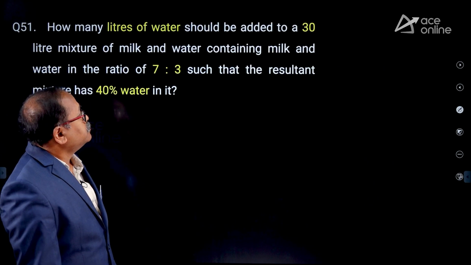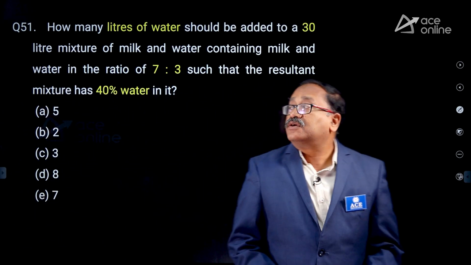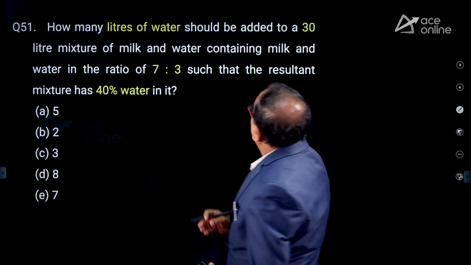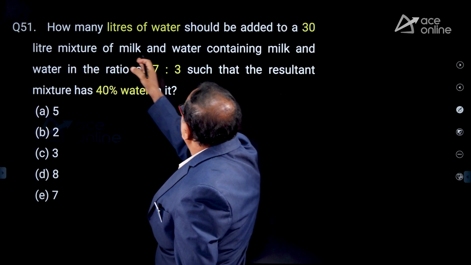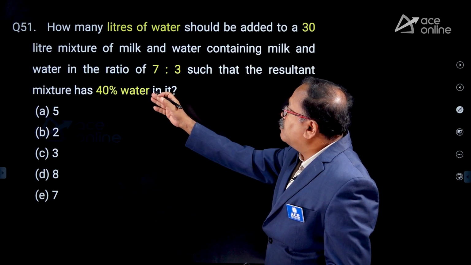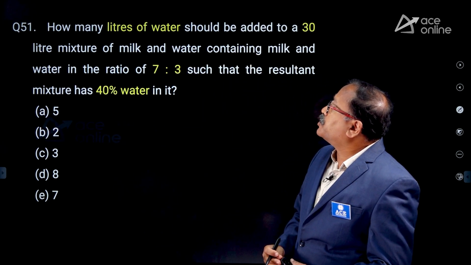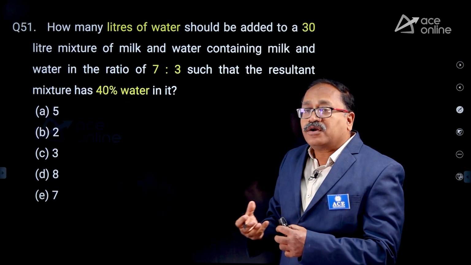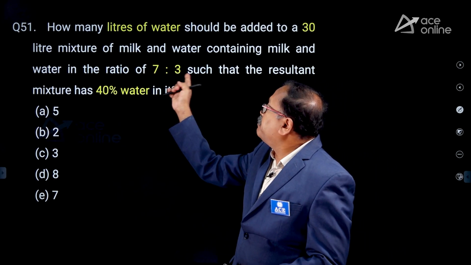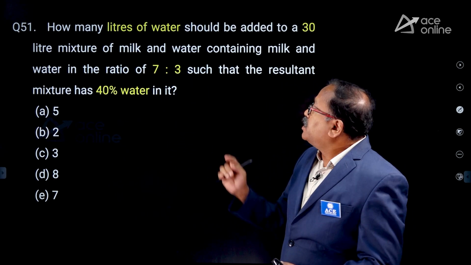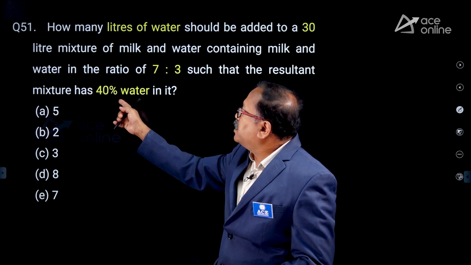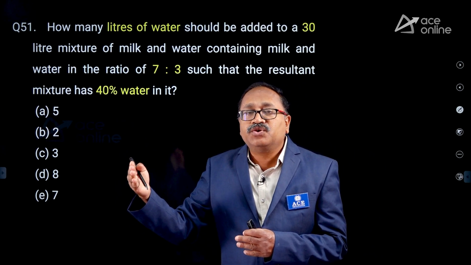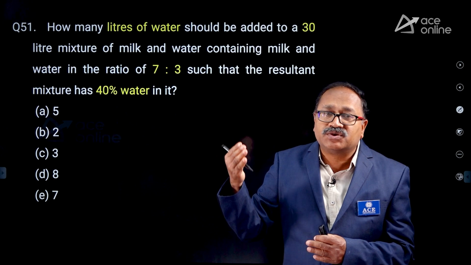Next question. Here, it's about arithmetic related question. How many liters of water should be added to a 30 liter mixture of milk and water containing milk and water in the ratio of 7:3 out of this 30 liter, such that the resultant mixture has 40% water. Here out of 10 parts, 3 parts is water. But how much water should be added so that the water becomes 40%, that means milk will be 60%. The ratio of the milk to water will be 3:2.